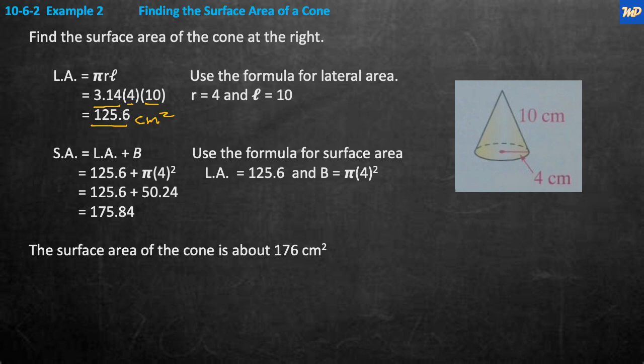So now the surface area is the lateral area plus the base, and it's 125.6 plus pi r squared. Pi r squared is the area of a circle. So 125.6 plus, because 4 squared is 16, 16 times 3.14 is 50.24. 50.24. Added together is 175.84 centimeters squared. And for the answer down below here, it says the surface area of the cone is about 176 centimeters squared.